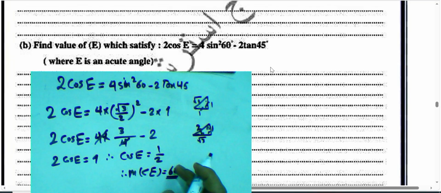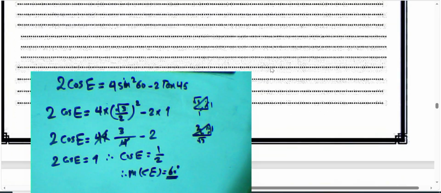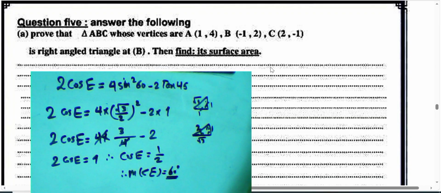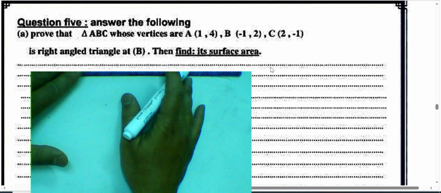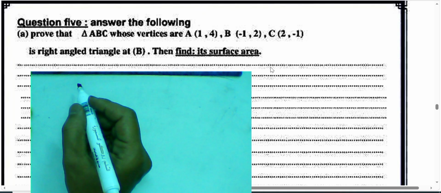Okay, the angle here will be 60. Okay, next example. We have 3 points. Prove that triangle ABC is a right angle triangle and find its surface area. Okay, we can find first AB.